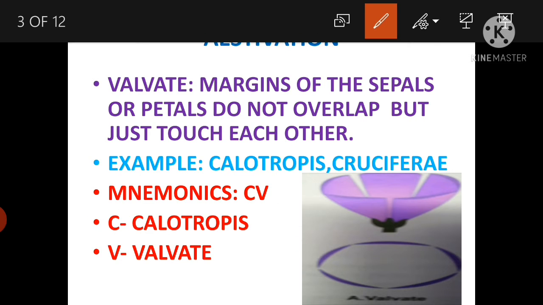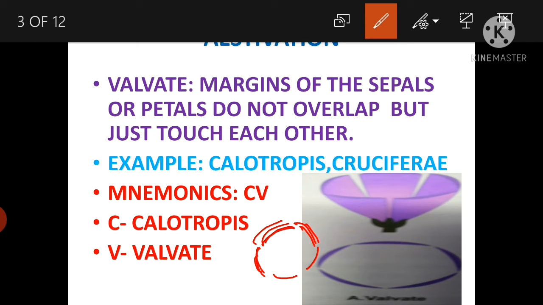Let's see the first type of aestivation. Here the first type is valvate. Let us consider this is a petal or a sepal. Let's take 5 petals here. In valvate, all the 5 are together. They will touch each other, but they will not overlap.